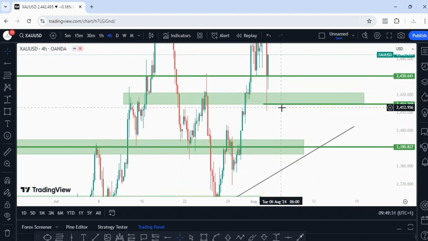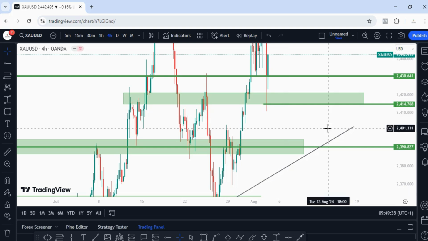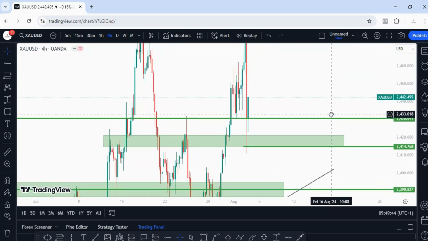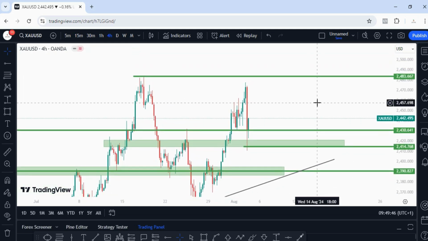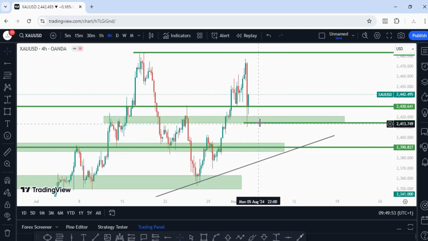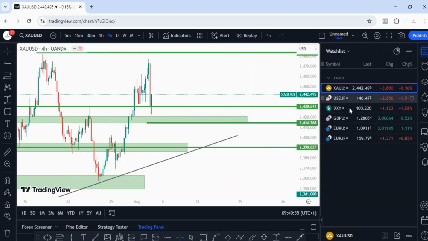If we go to the 15 minutes time frame, after price must have broken down below 2,414.768, retest it on the 15 minutes time frame, then my target will be this trend line and this 2,390.827 area. All right, so those are my bullish and bearish scenario bets. I am more bullish than bearish. I would like to see price continue from this point all the way to the upside. So the bearish scenario is just a plan B.